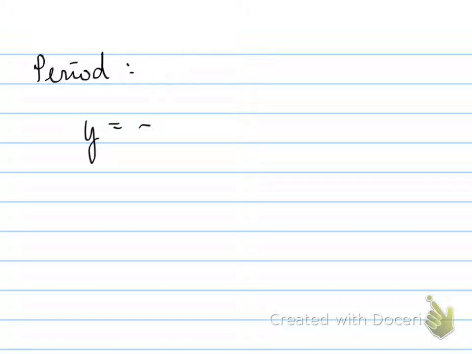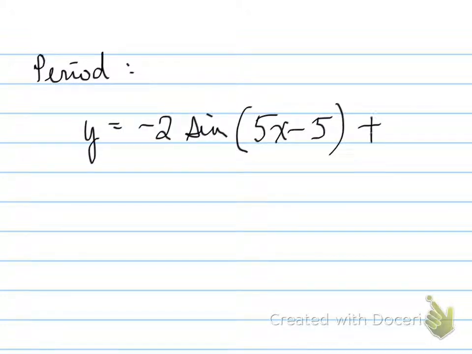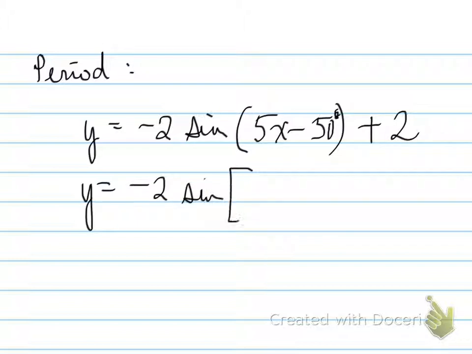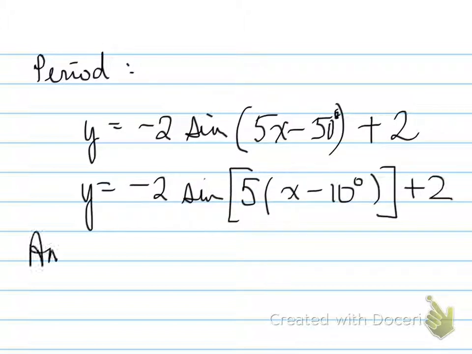Now, period, let's talk about that. If you have an example of a function that looks like this, and you need to find the period, what you have to do is make sure that the coefficient of x is 1. Once the coefficient of x is 1, you look at the k value. The amplitude is 2, that's easy to find, but let's look at the k value to find the period.